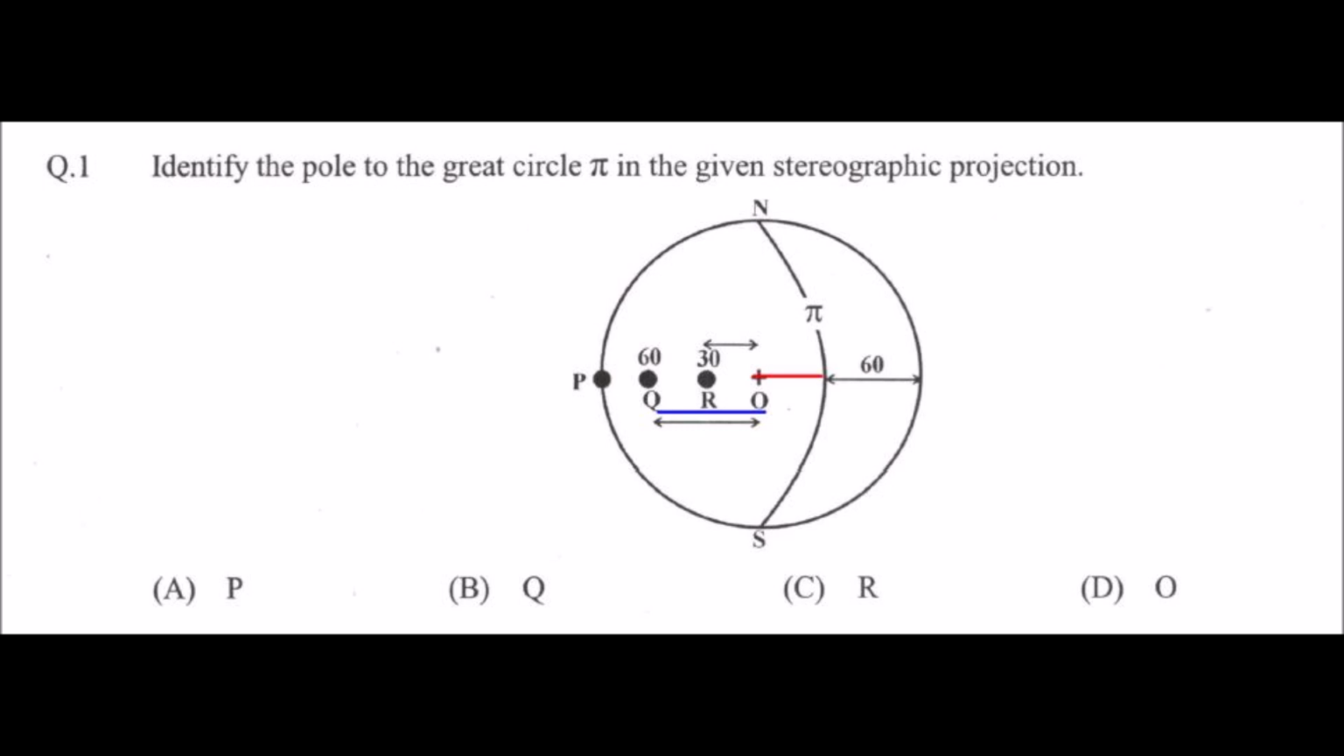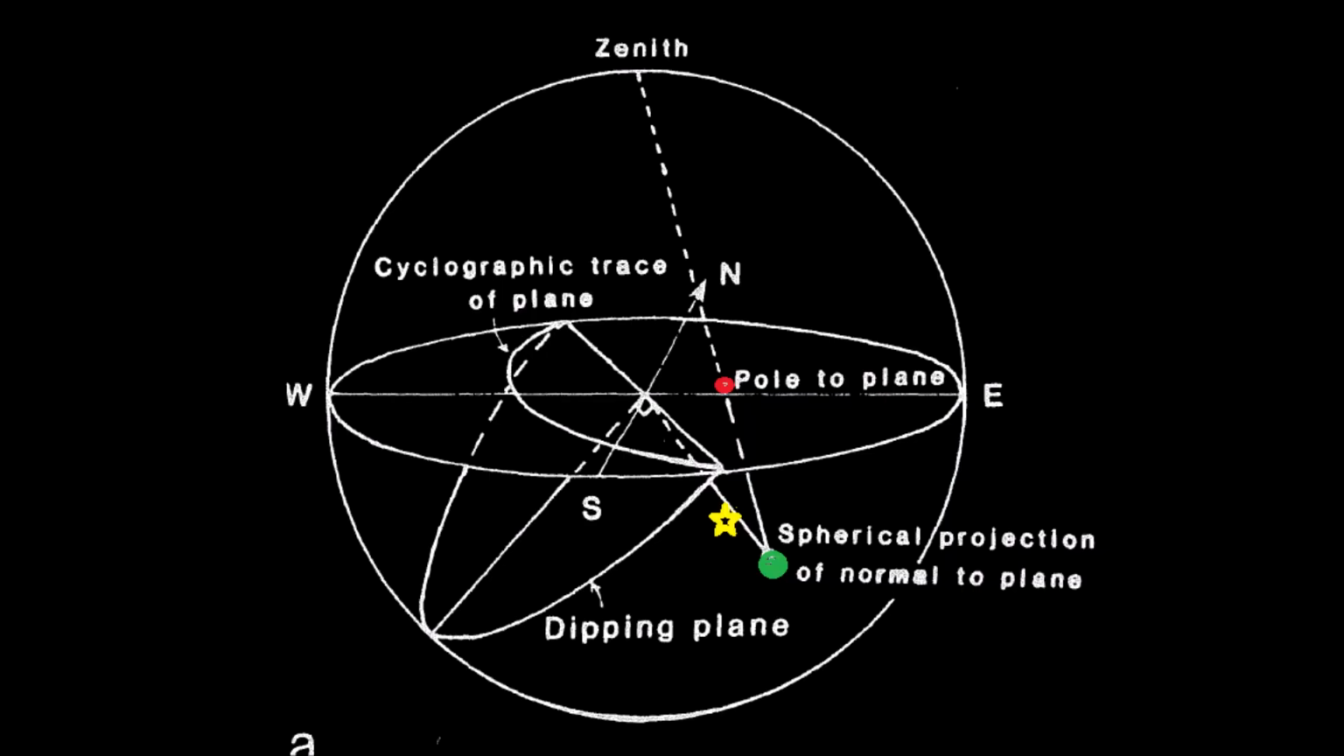Question number 1. We have to identify the pole to the great circle pi in the given stereographic projection. This question is similar to the question asked in 2015, in which we had to find out the plunge amount of the fold. In that question, I already discussed the basics of the stereographic projection. So for this question, let's revise the concept.